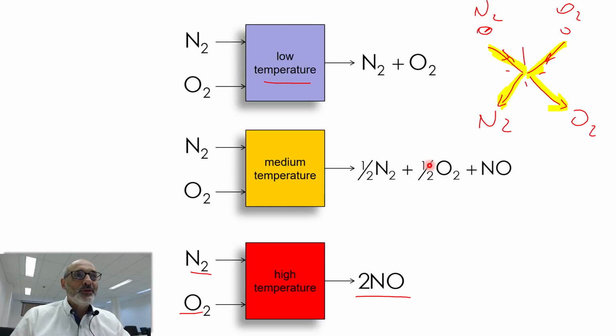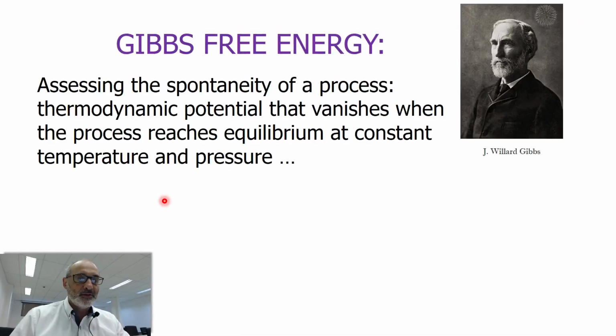Let's try to assess how spontaneous the process is. N2 mixing with oxygen but not reacting is a spontaneous process at low temperature. And N2 and O2 reacting to give NO is a spontaneous process at high temperature. So temperature influences the spontaneity of a process, and we're going to have to take this into account.